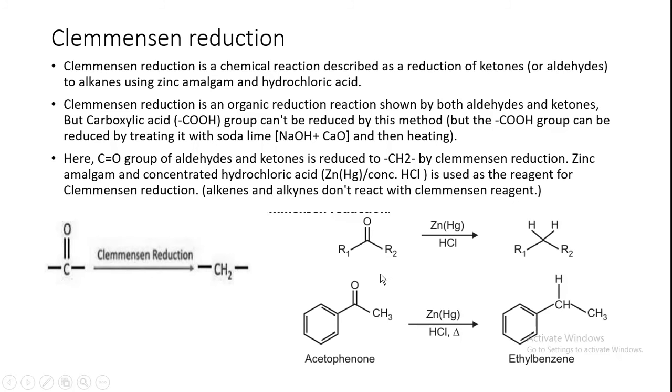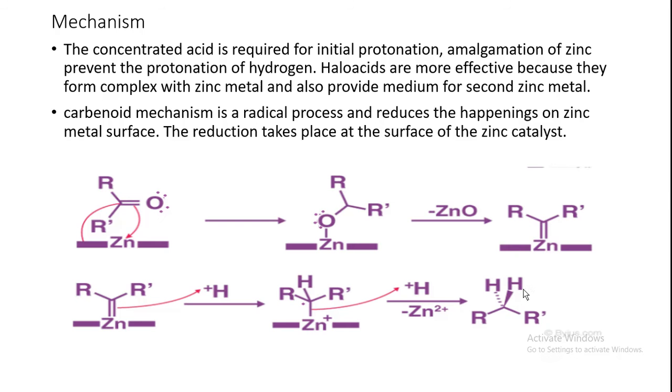Here you see that these two reactions are Clemmensen reduction reactions. The C double bond O, that is the carbonyl group, is converted to the CH2 group with the help of zinc amalgam and HCl. Here also you see acetophenone is converted to ethylbenzene. The C double bond O carbonyl group is converted to the CH2 group. So that is the Clemmensen reduction. Let us see the mechanism.